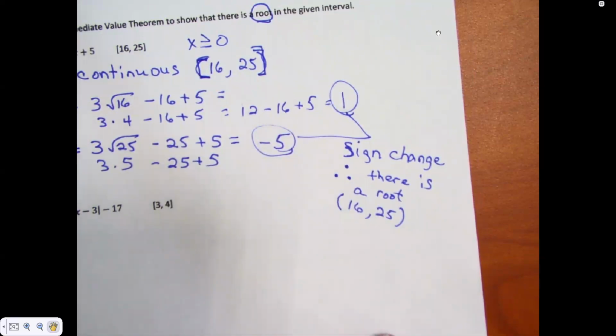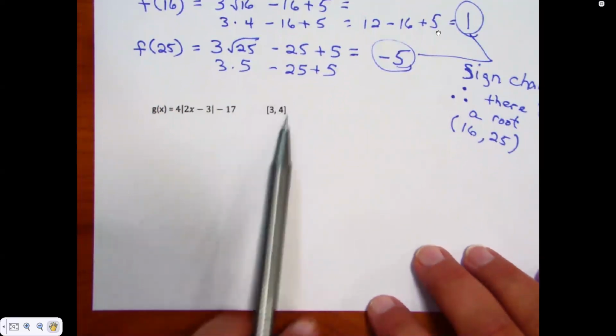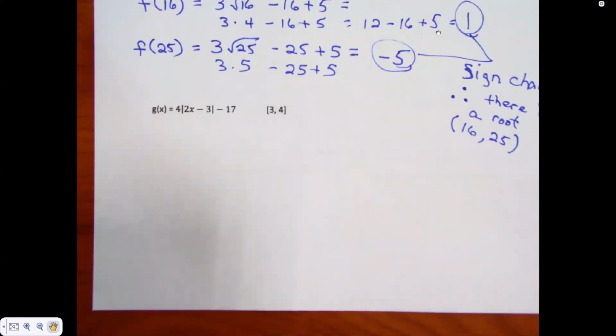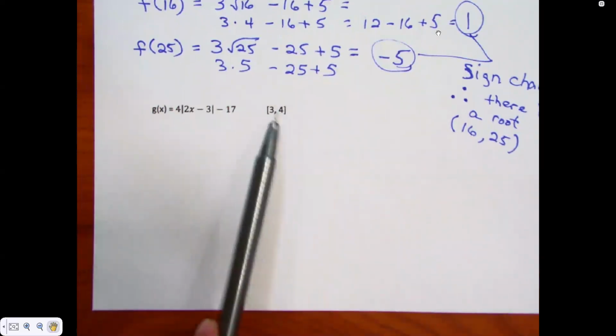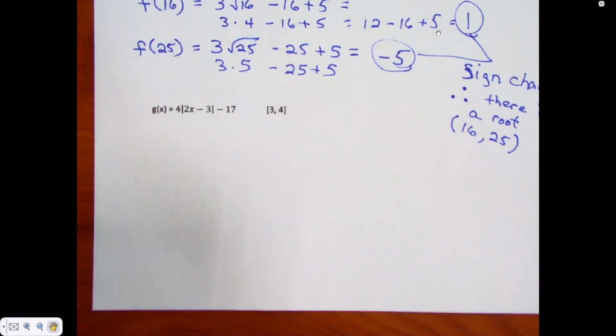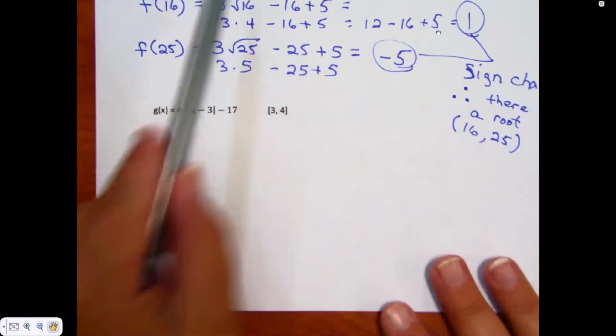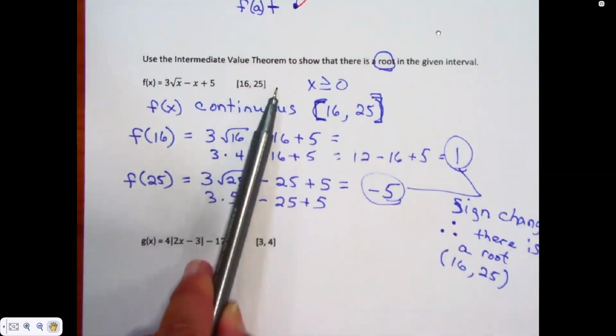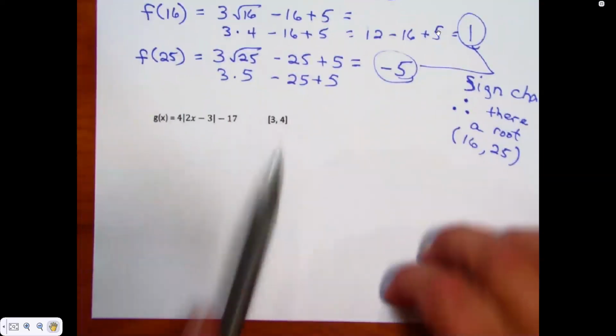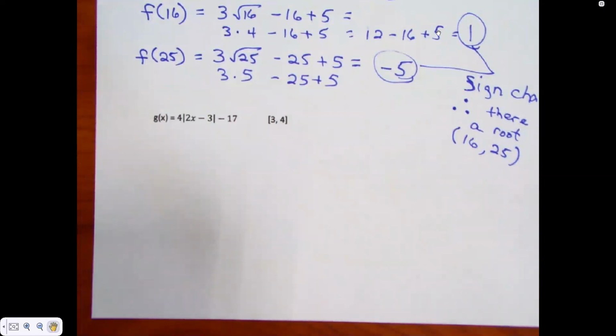Now, can anyone think why we like this one even better? Because, and again, you don't have to come up with these numbers on your own. They're going to give it to you. But how great is it knowing that there's a root between the integers 3 and 4? I mean, we've really narrowed it down. It's still great that we narrowed this one down between 16 and 25. But narrowing it down to between 3 and 4, we could even probably estimate at that point.